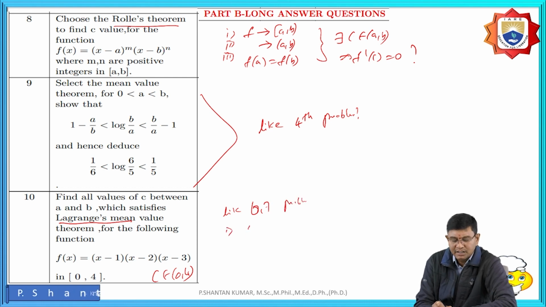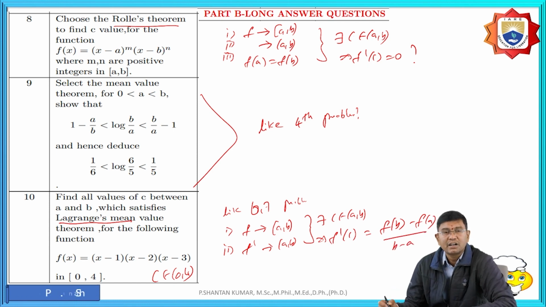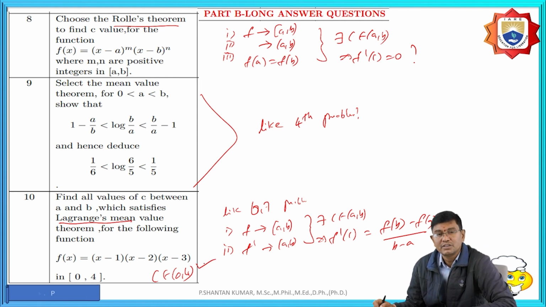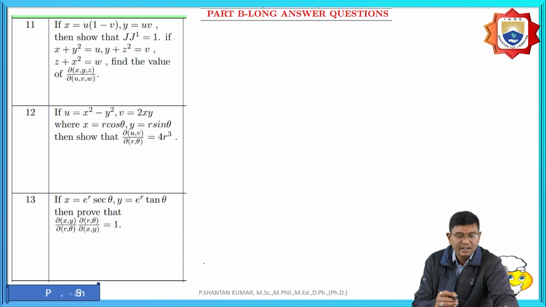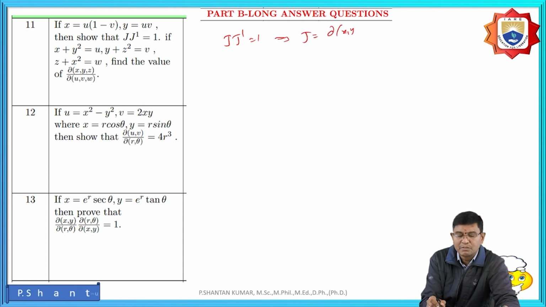We need to show that f is continuous in the closed interval a comma b, and f is derivable in the open interval a comma b, and again the conditions. Then there exists c belongs to a comma b such that f dash of c is equal to f of b minus f of a by b minus a. Is it satisfied or not? We need to check the conditions. Almost, c belongs to 0 comma 4 is the one condition. And further, here also we need to prove that j into j dash is equal to 1. That is, j is nothing but dou of x comma y by dou of u comma v, which we need to find out.